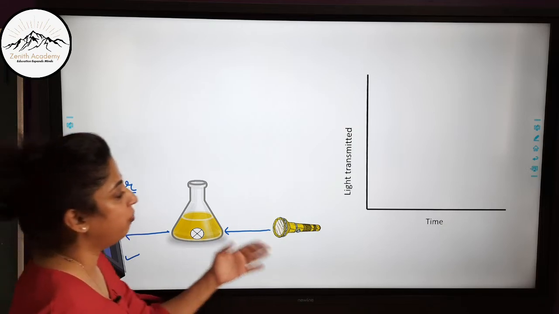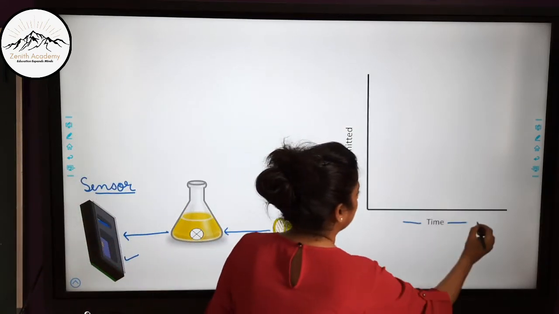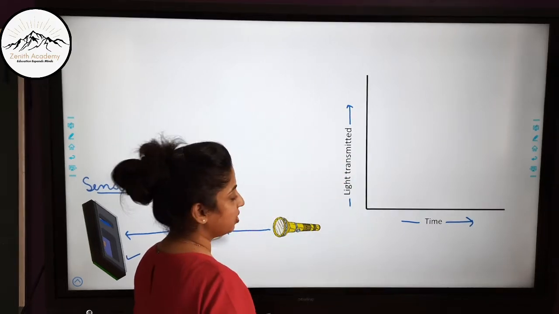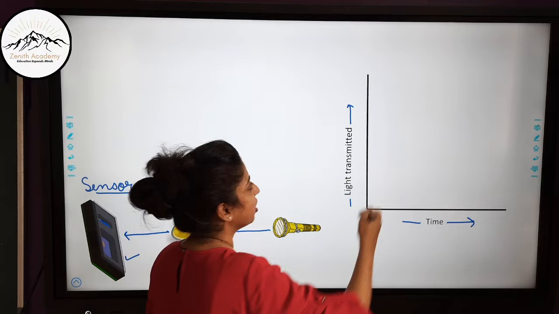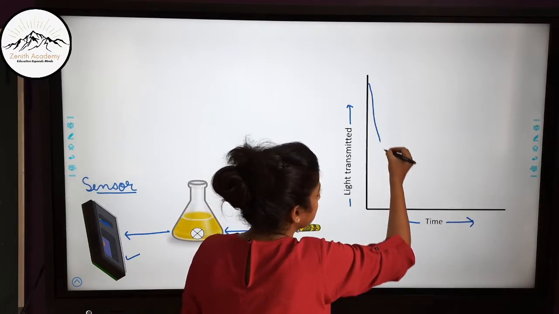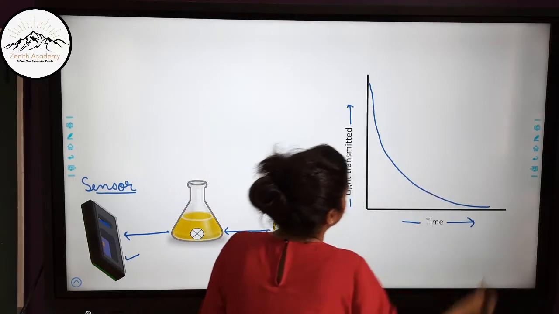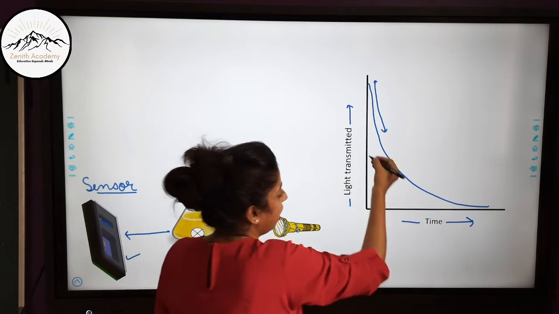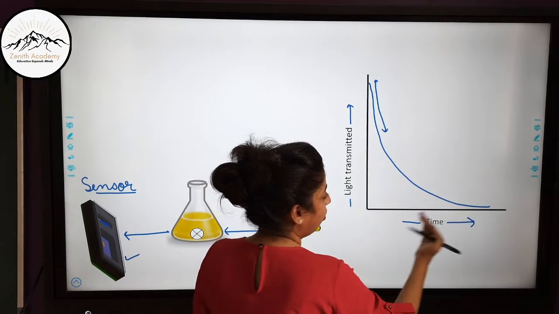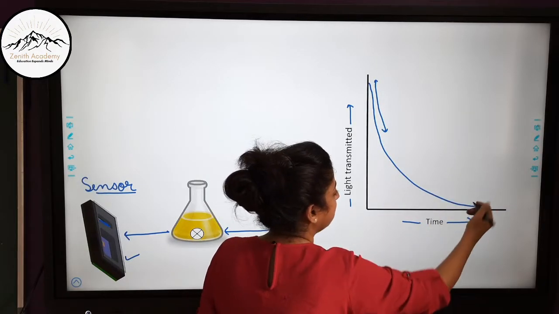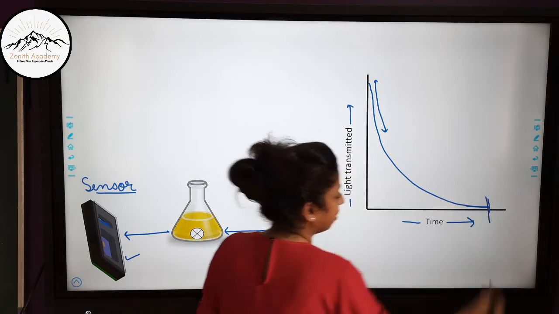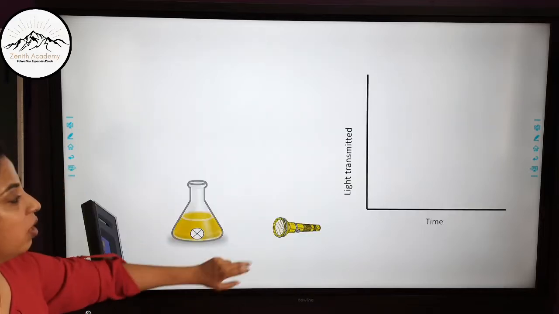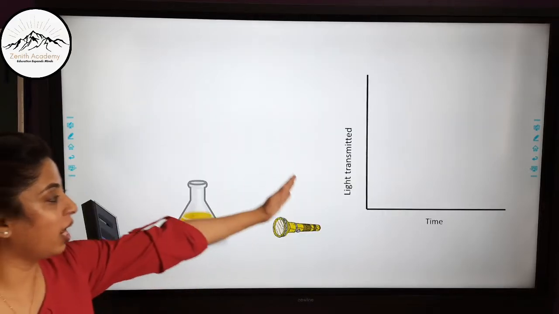If you graph it, taking time on the x-axis and light transmitted on the y-axis, then you can see that as time increases, the light transmitted decreases. So the graph becomes something like this. Initially the gradient is very steep, as the reaction completes. As more and more time passes, the light transmitted goes on decreasing, and this is the end of the reaction. So by performing simple experiments like this, we can find out the rate by plotting light transmitted against time.